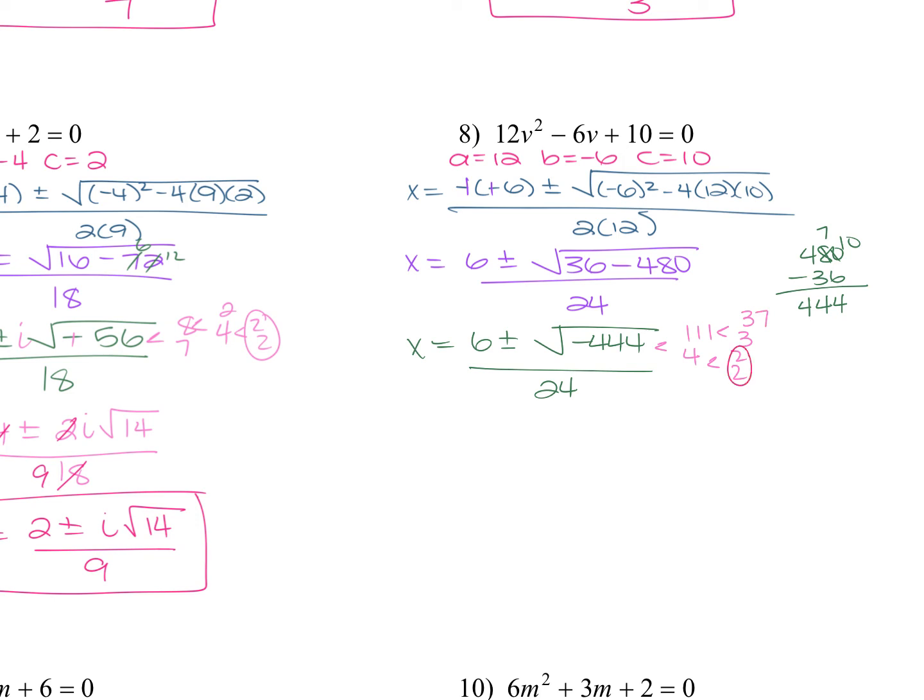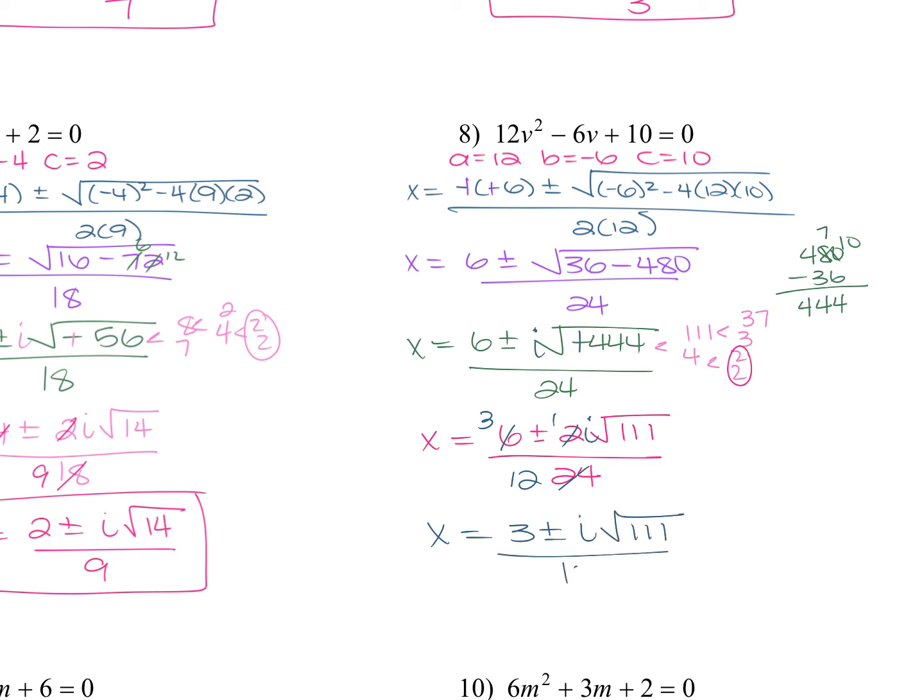Your 2's pair up. The 3 and the 37 don't have common others. We'll keep under the radical. So it'll give us x is equal to 6 plus or minus 2 square root 111 all over 24. So simplify that. You have 3, you have 1 with the i, because the i comes out, and 12. So it's going to give you x is equal to 3 plus or minus i square root 111 all over 12.